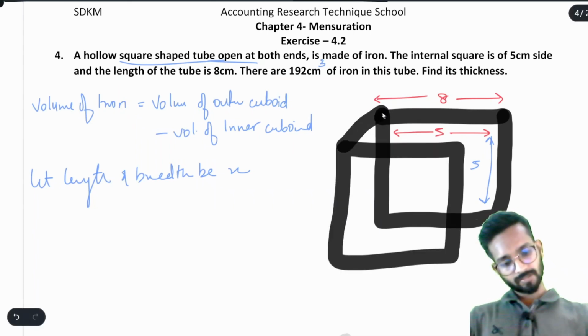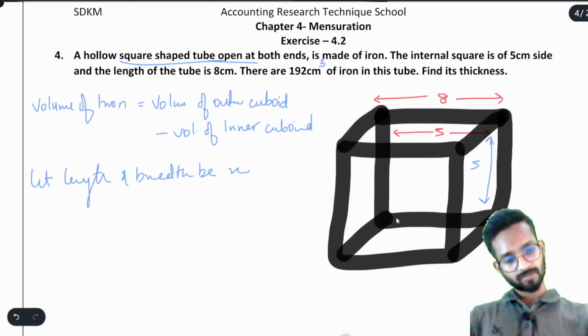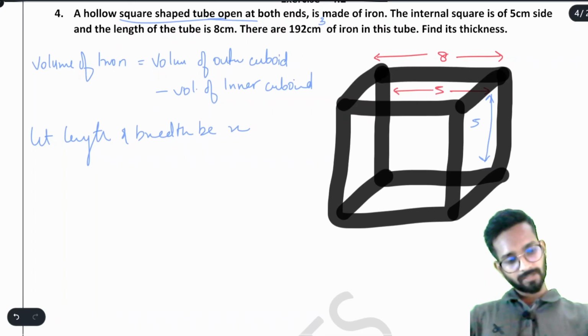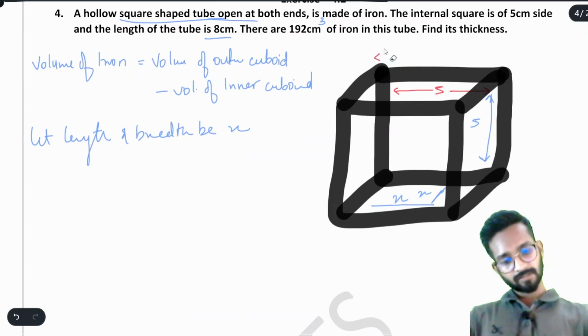If you can understand this figure, I am telling you, it is a square. If it is a square, it means this side and this side are the same. So this is x and x. Height is 8 centimeter, the length of the tube. You can say that this length is 8 centimeter. Where is the pen? This is 8 centimeters.